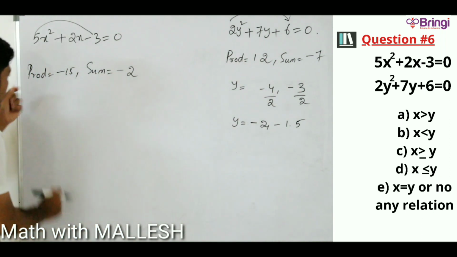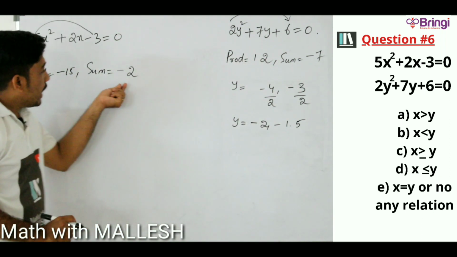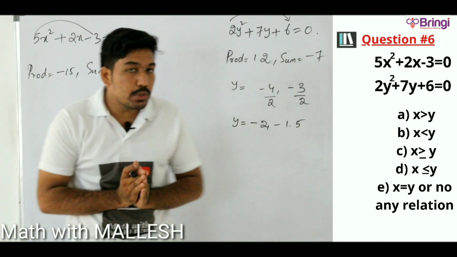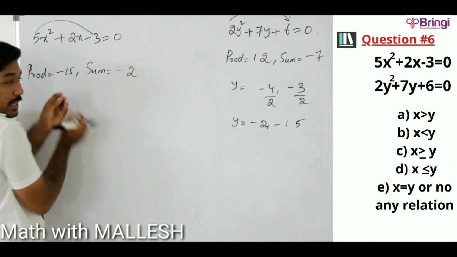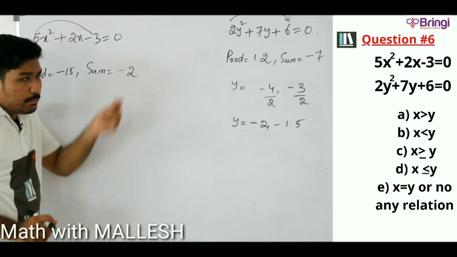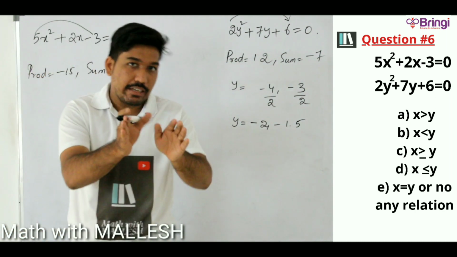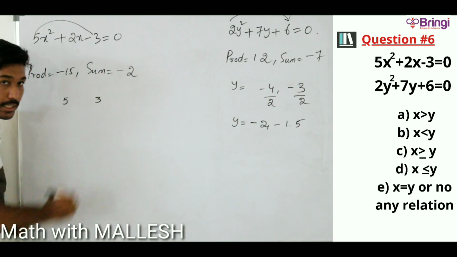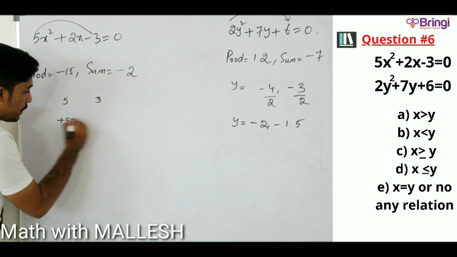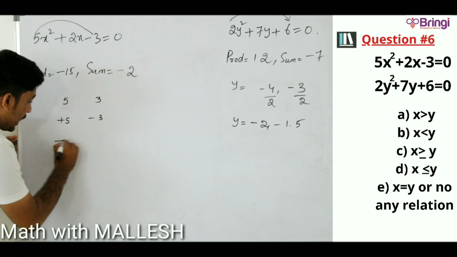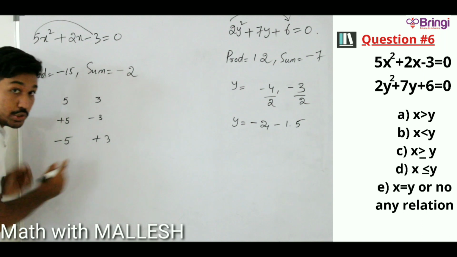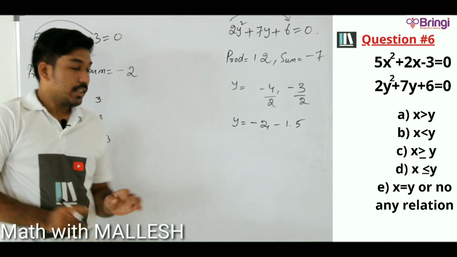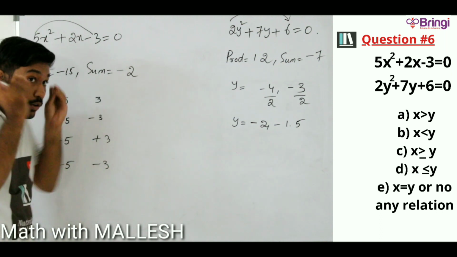Now moving on to this one. Product negative 15 and sum negative 2. Product minus 15 and sum negative 2. See, multiplication relation 15 and sum relation 2. The numbers are 5 and 3. Am I correct? So 5 and 3. Next, the options: positive 5 and negative 3, negative 5 and positive 3, and negative 5 and negative 3.